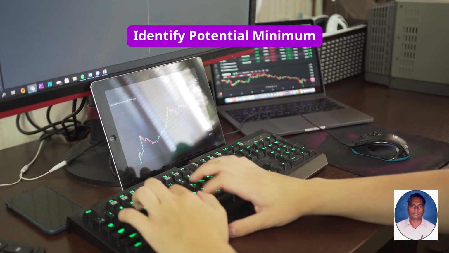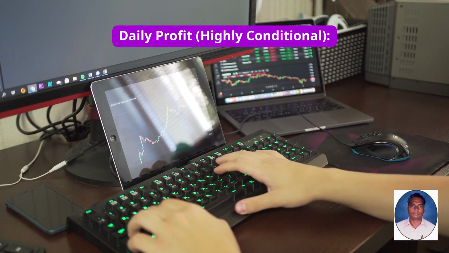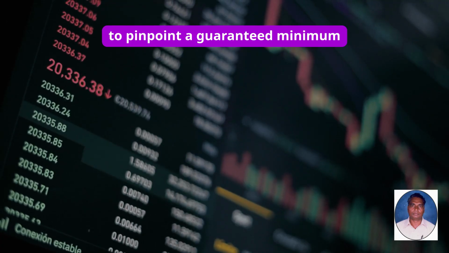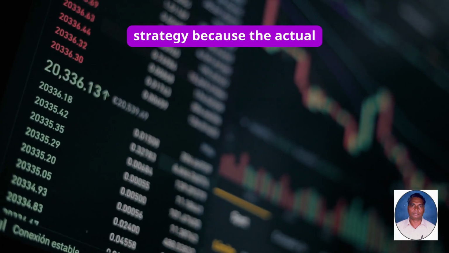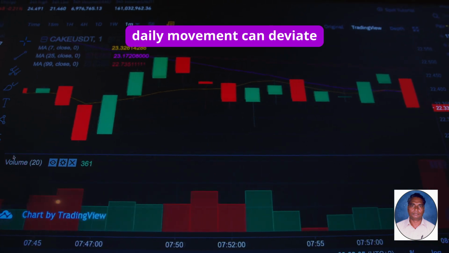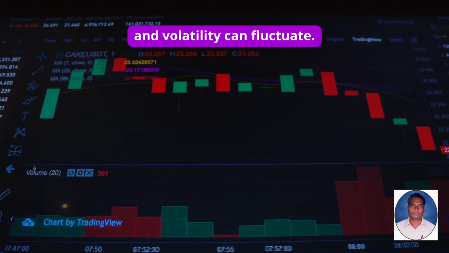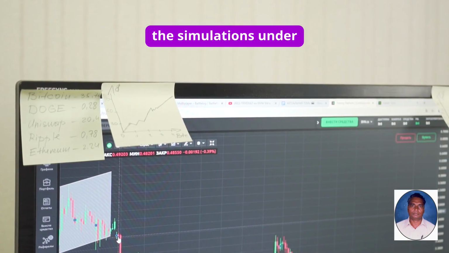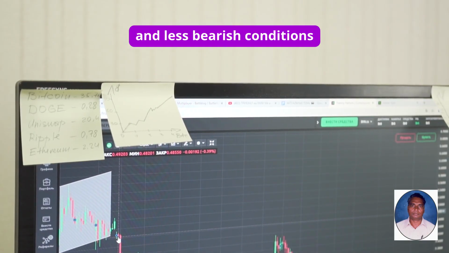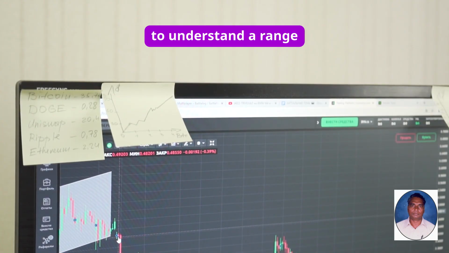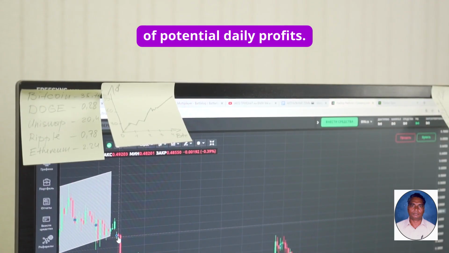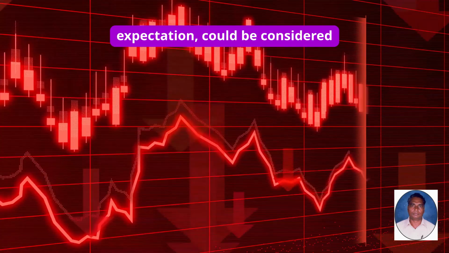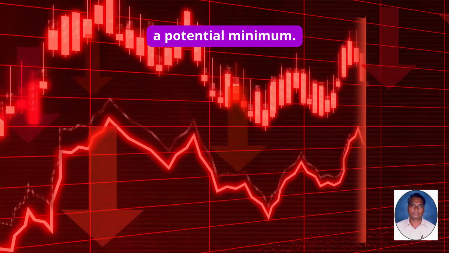5. Identify potential minimum daily profit, highly conditional. It's difficult to pinpoint a guaranteed minimum daily profit with this strategy, because the actual daily movement can deviate from your bearish scenario, and volatility can fluctuate. However, you can analyze the simulations under slightly more and less bearish conditions to understand a range of potential daily profits. The lower end of this range, under your defined bearish expectation, could be considered a potential minimum.